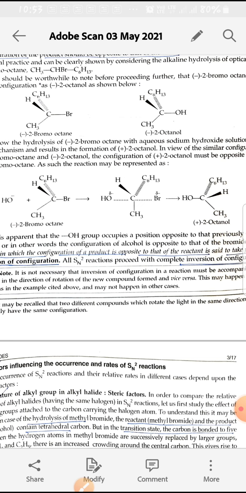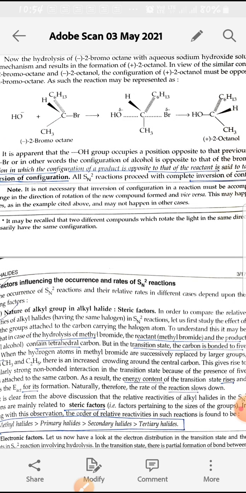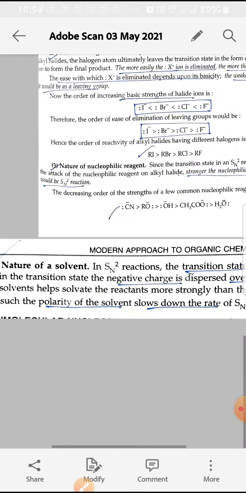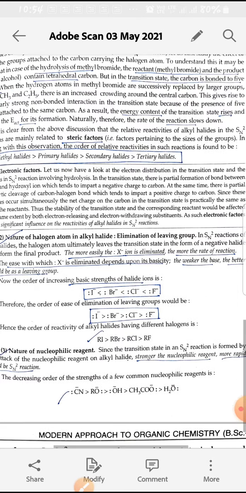If we take a polar solvent, then that will solvate the reactants, not the transition state. So polar solvents decrease the rate of reaction as the transition state is less polar. So less polar solvents will increase the rate of the reaction. So the polarity of the solvent slows down the SN2 reaction.